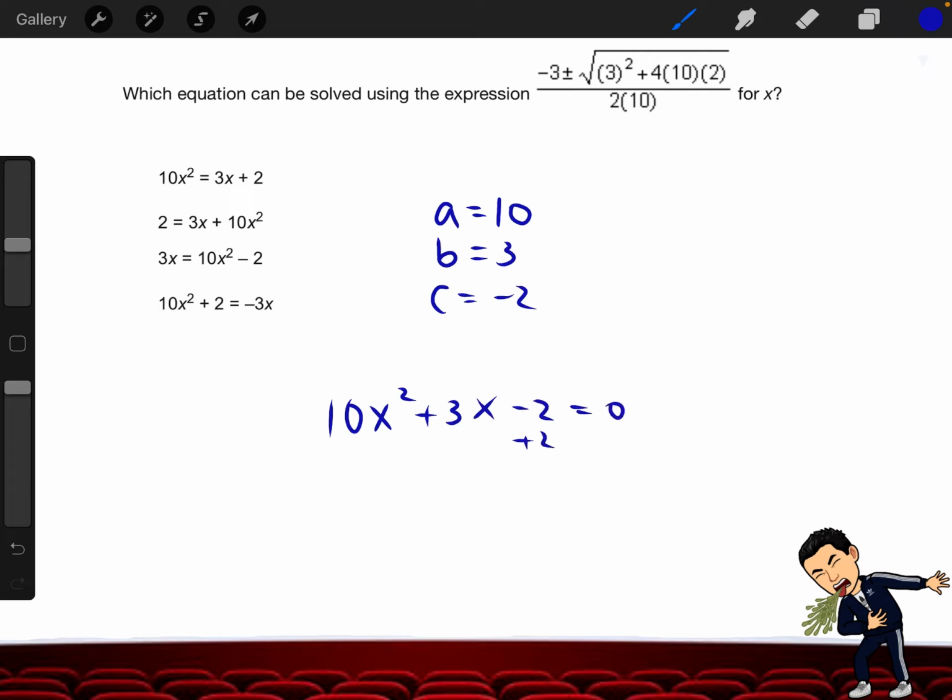If you just add 2 on both sides, this is going to equal 2, right? So you're going to check the second one.